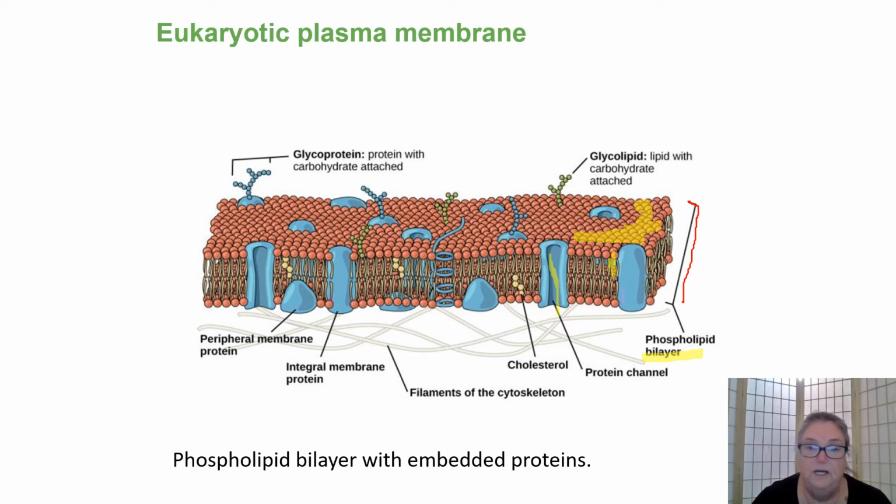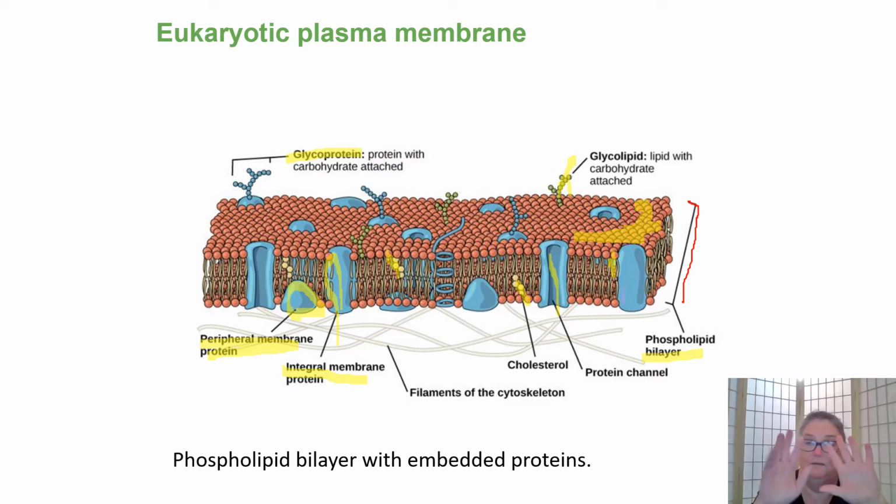Here's a protein channel. We've got some other proteins. This is called a peripheral membrane protein because it's only partway through. An integral membrane protein is going to go all the way through. We've got glycolipids that allow for attachment and recognition between cells. There we have a glycoprotein, so that's a protein with carbohydrate attached. We've got cholesterol in this membrane, and this is considered a fluid mosaic.